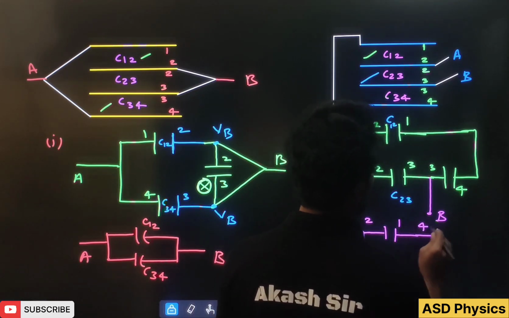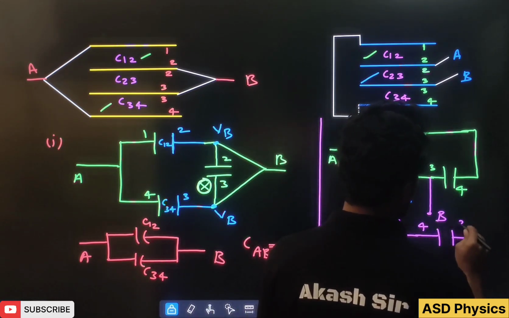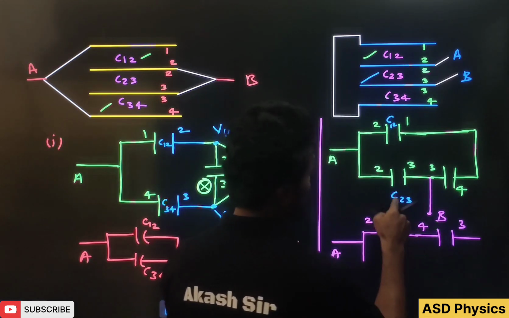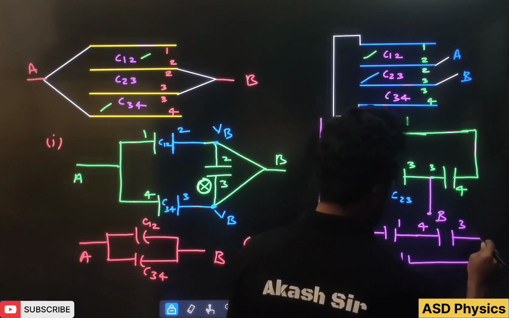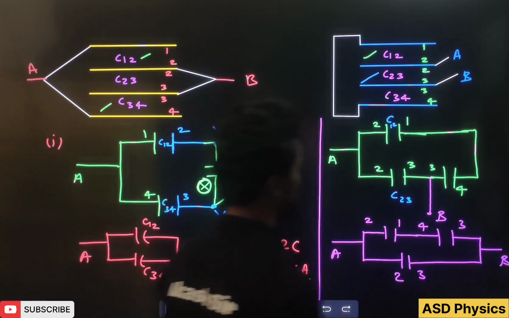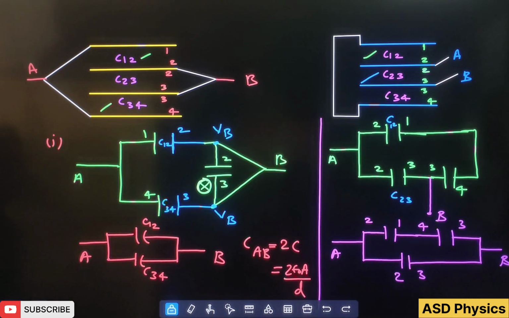See, 1 and 4 shorted. Then we can draw here the 3. And here what is there? 2, 3. Is it? See now, 2, 3. Now the diagram will look somewhat better. See here, please. Now you can see both are the same diagram only.